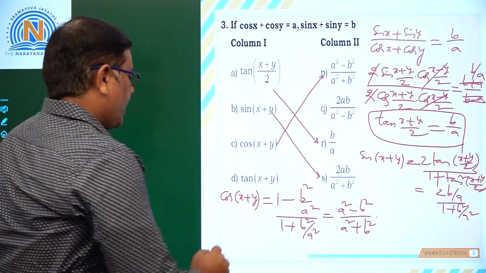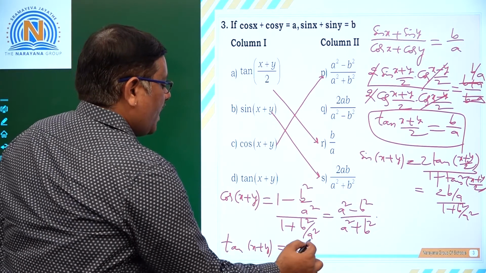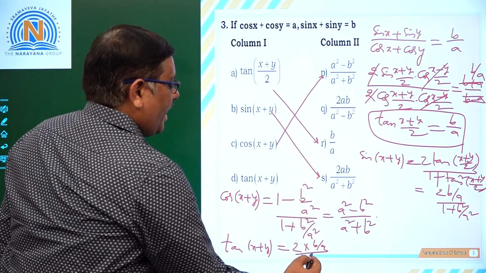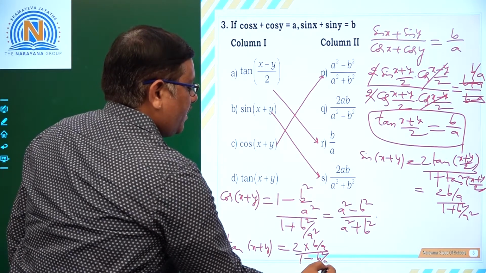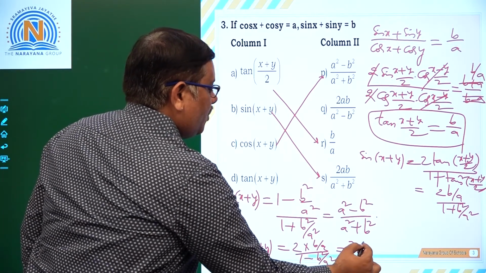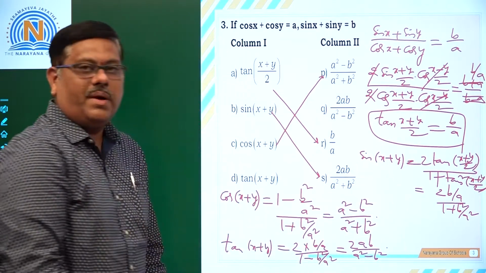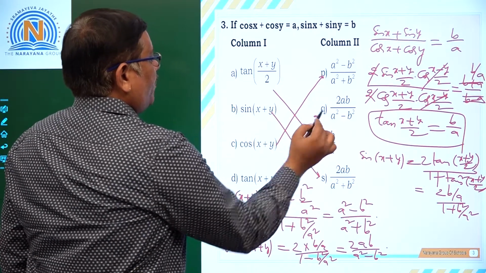Now we are left with tan of x plus y. So tan of x plus y is nothing but 2 tan((x+y)/2), that is 2b by a, by 1 minus tan square((x+y)/2). Here it is plus, here it is minus. So b square by a square. So the result is nothing but 2ab by a square minus b square. That is nothing but option Q for us.